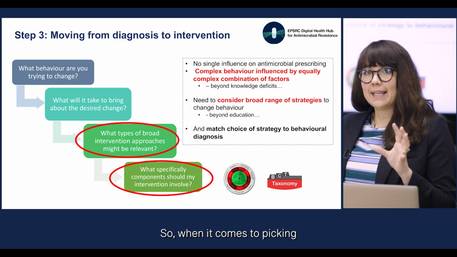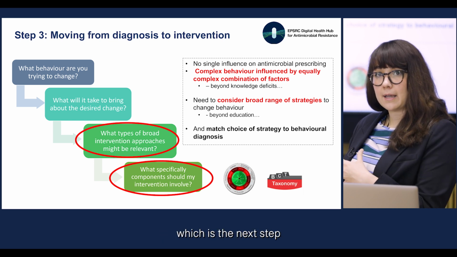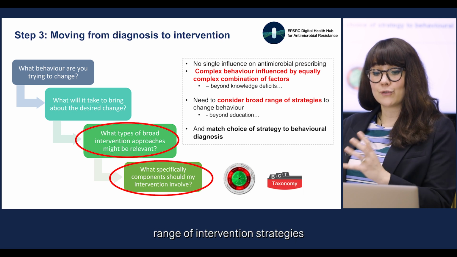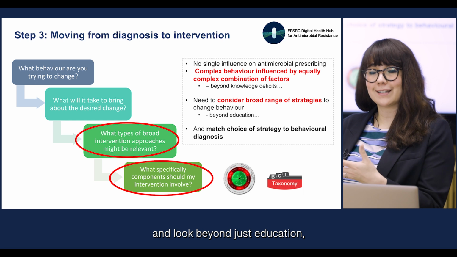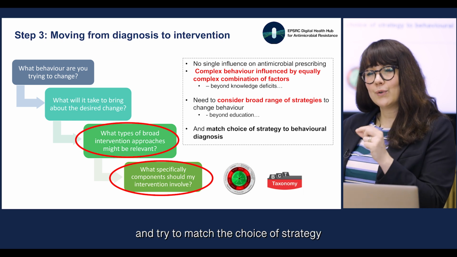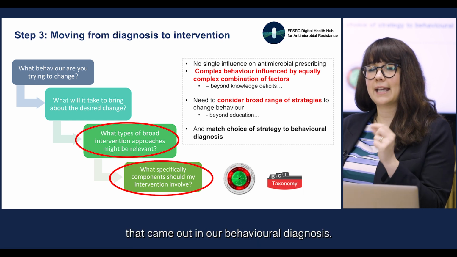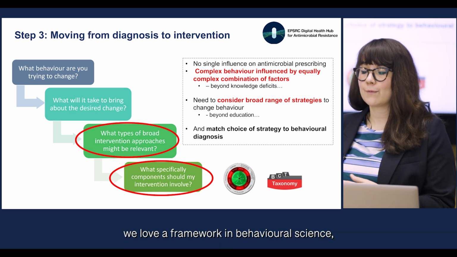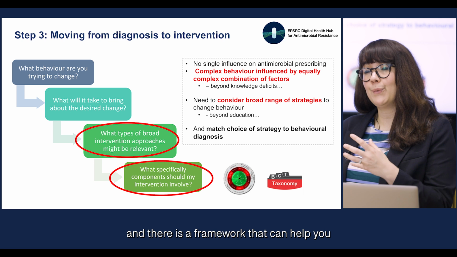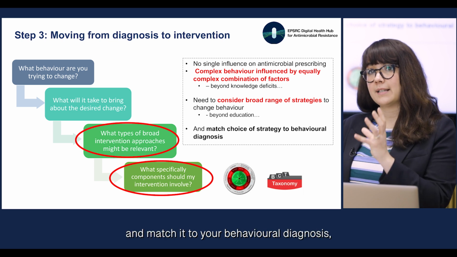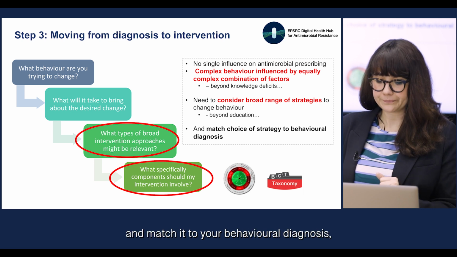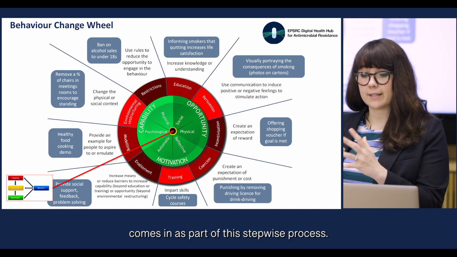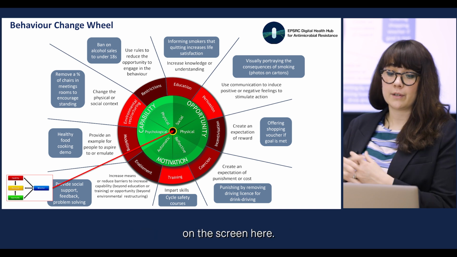So when it comes to picking potential interventions, which is the next step in the behavior change wheel approach, we need to consider the broad range of intervention strategies and look beyond just education and try to match the choice of strategy to those key barriers that came out in our behavioral diagnosis. And again, we love a framework in behavioral science, and there is a framework that can help you to consider the broad range of strategies and match it to your behavioral diagnosis. And that's where the behavior change wheel comes in as part of this stepwise process. This is the behavior change wheel on the screen here.